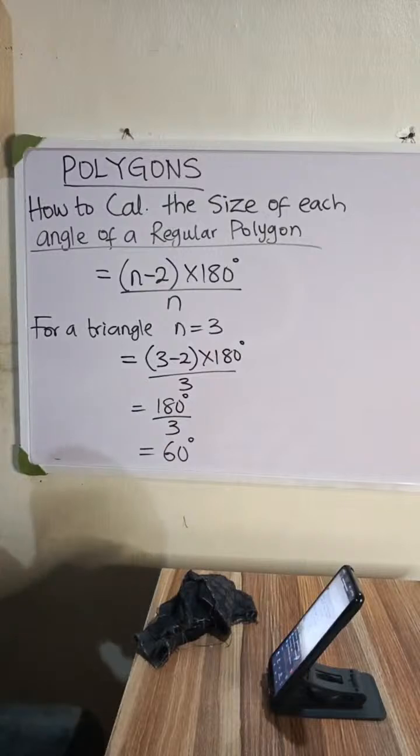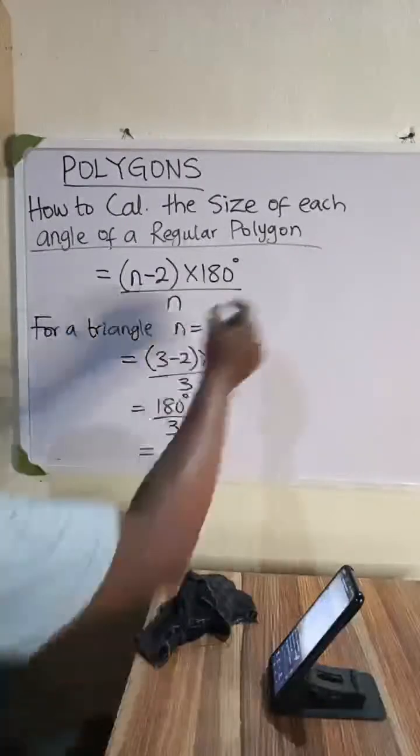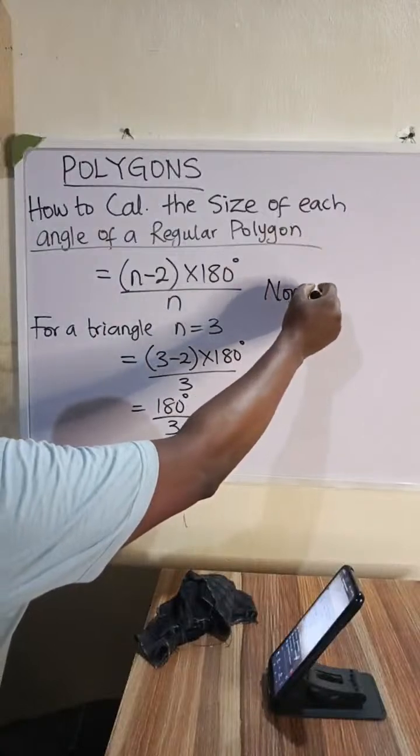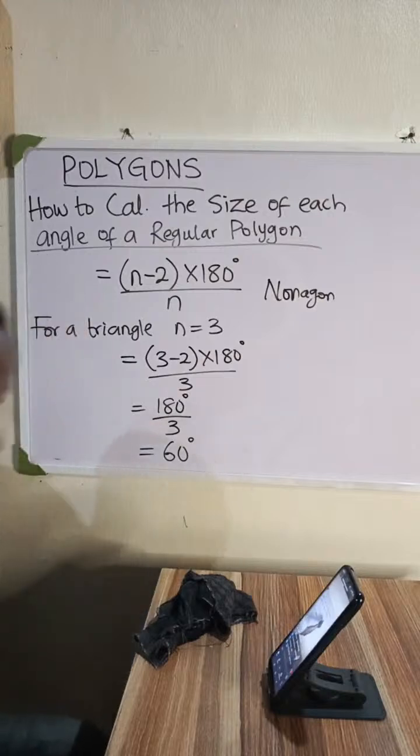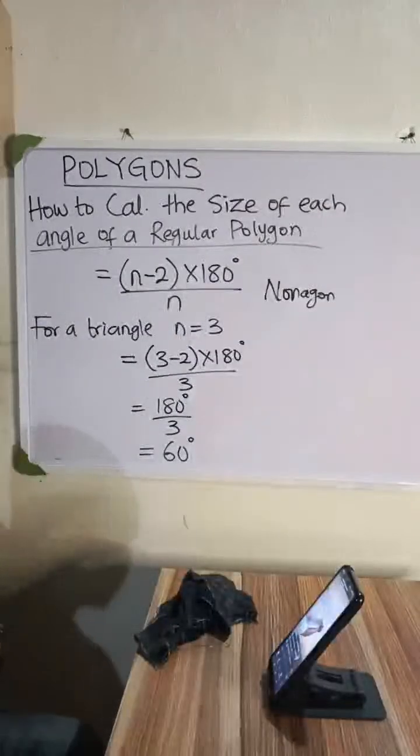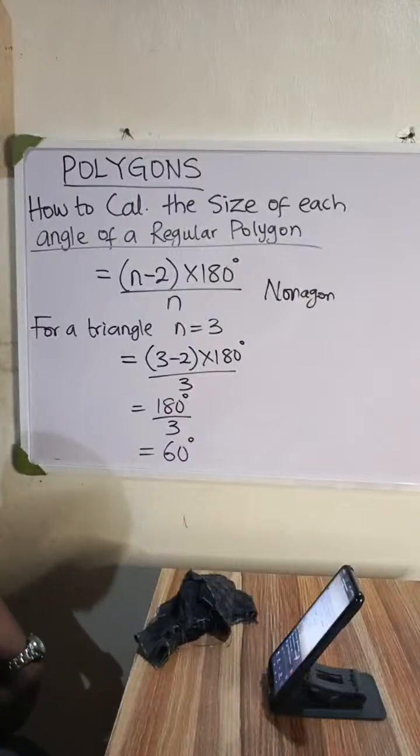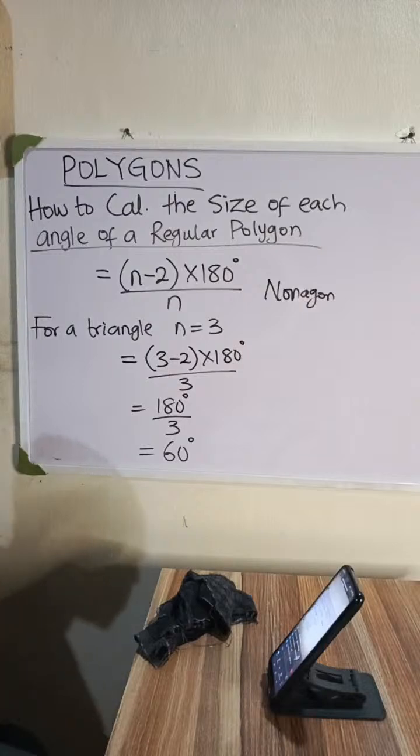So with this in mind, what will be the size of each angle of a nonagon? The size of each angle of a nonagon. 2 marks for that.